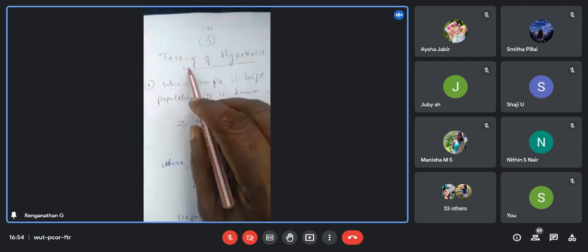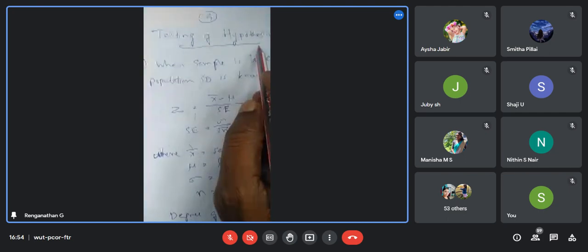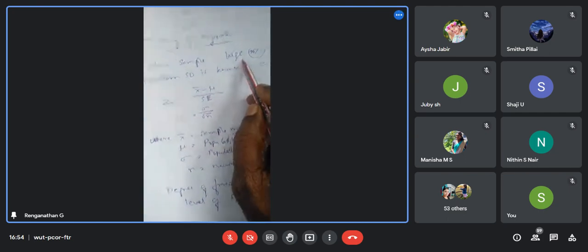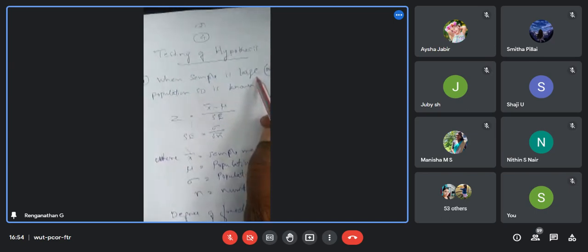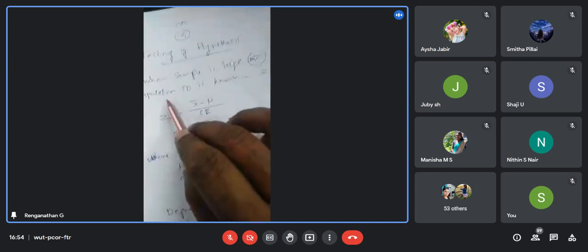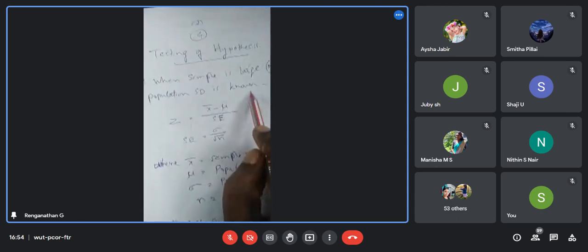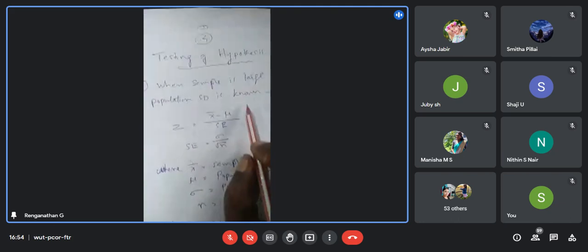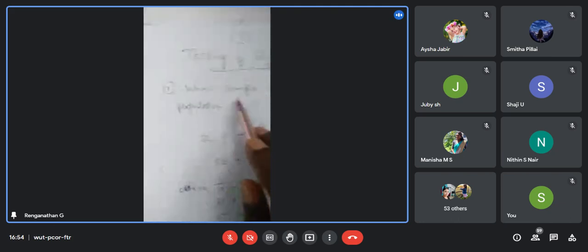At first, you should write this heading, testing of hypothesis. And there is a condition. When sample size is large and population standard deviation is known. When sample size is large and population standard deviation is known. That is the first criteria.